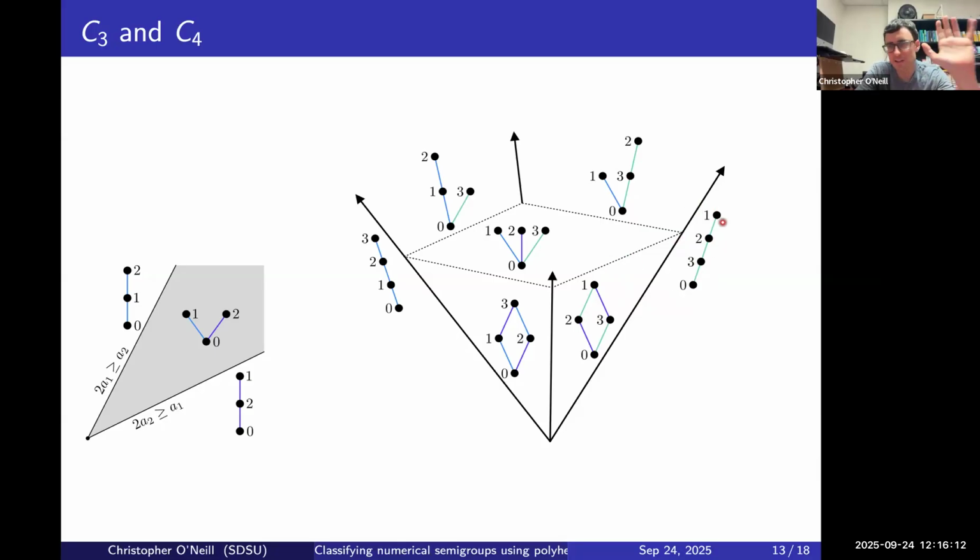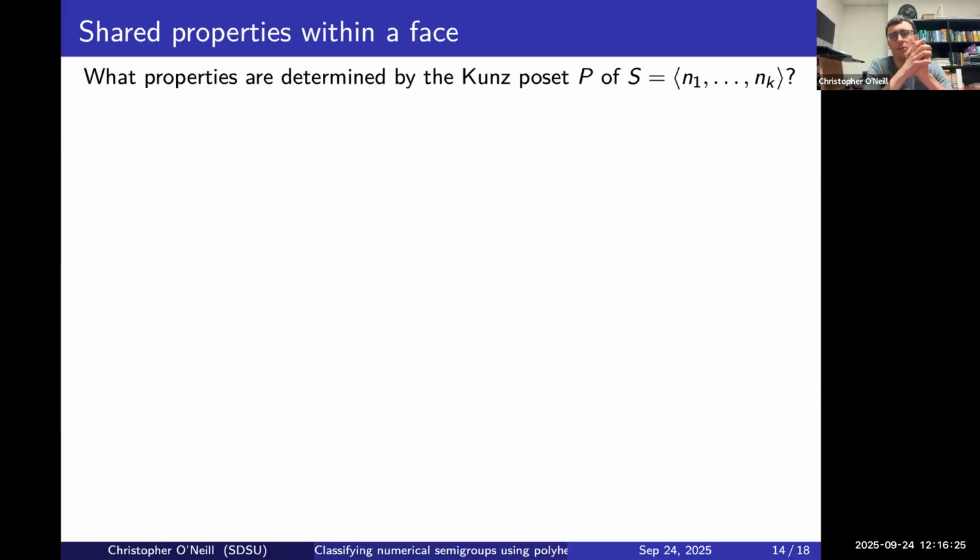All right, so the TLDR here: the poset structure is telling us combinatorial information about the face structure of the cone. We asked a question and we answered it, right? When do two semigroups lie in the interior of the same face of the cone? The answer was when they have the same poset.